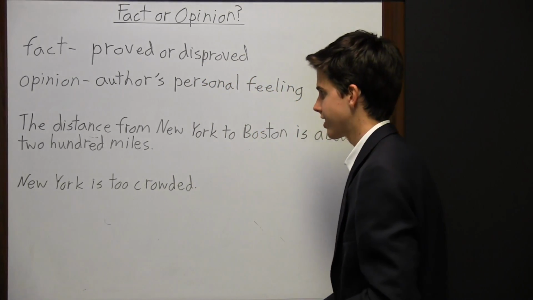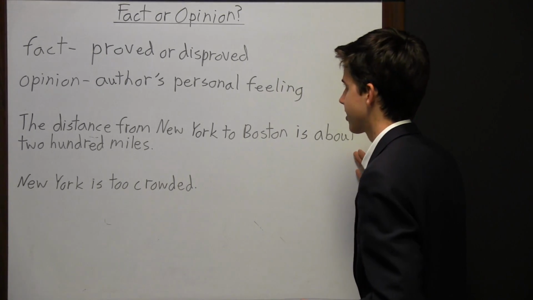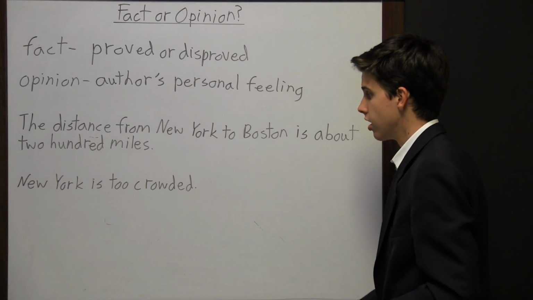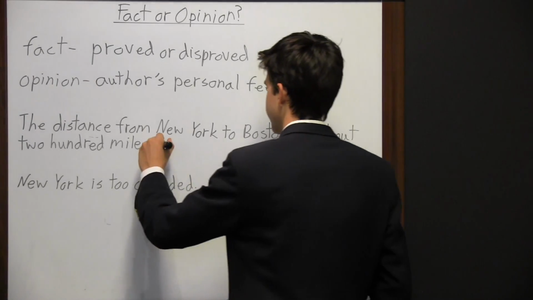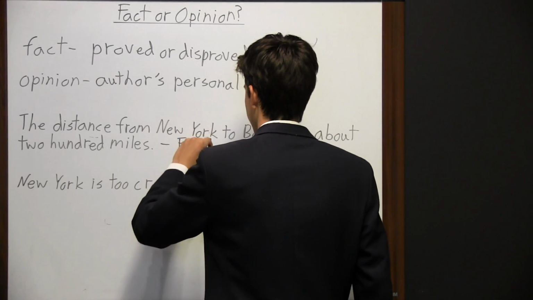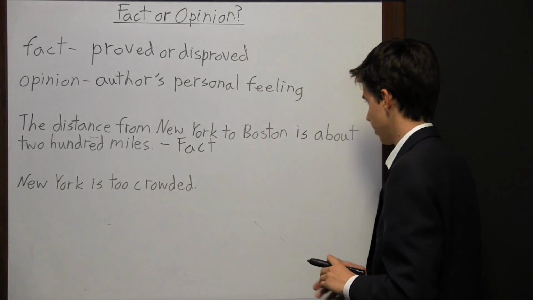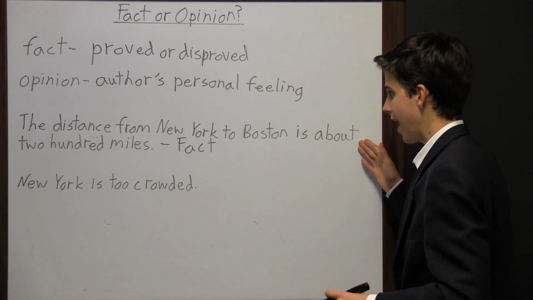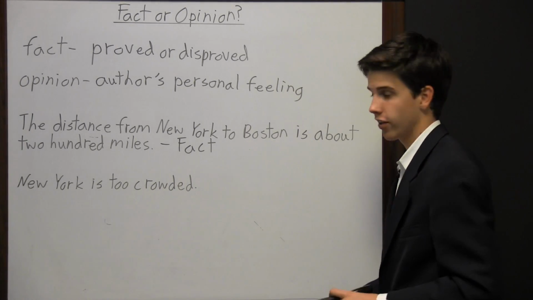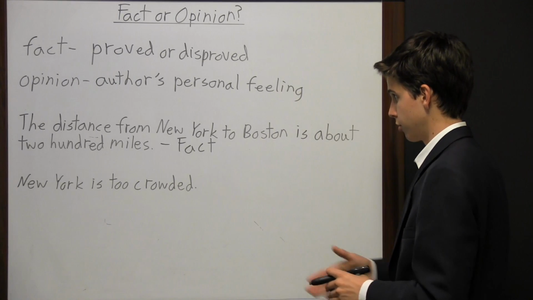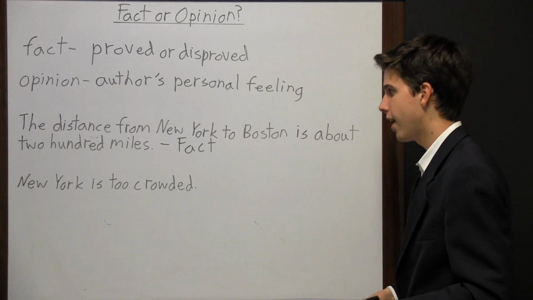So this sentence right here says the distance from New York to Boston is about 200 miles. So this right here is a fact, because this can be proven or disproven. Now, although this isn't very specific because it uses the word about, it still is a fact. You could look at a map and see that the distance from New York to Boston is about 200 miles.